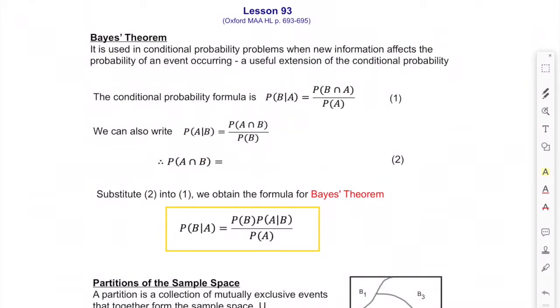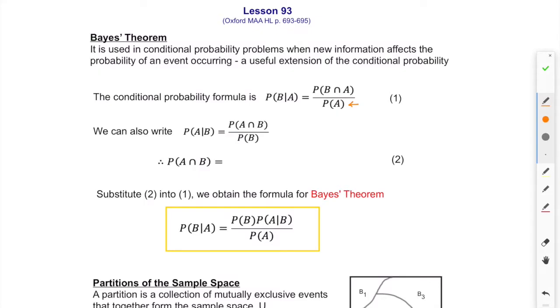Lesson 93. In this lesson, we will be looking at Bayes' theorem, which can be applied to solving conditional probability when you get new information that affects the probability of an event occurring. So let's start by revisiting the conditional probability formula for probability of B given A. We recognize that it's going to equal the probability of B and A divided by probability of A, which is the condition or the restricted sample space here. Let's call this equation 1.